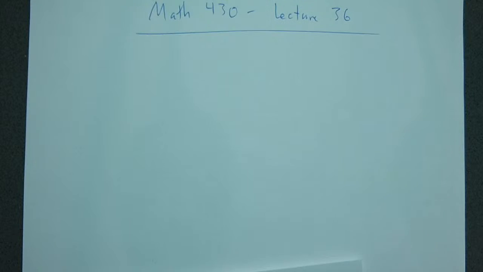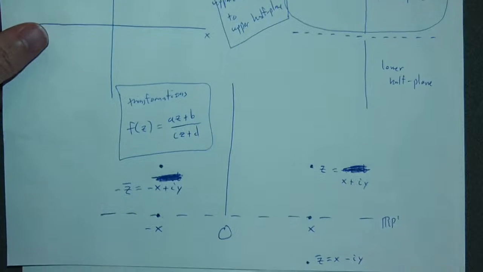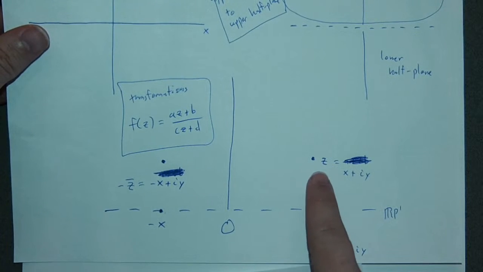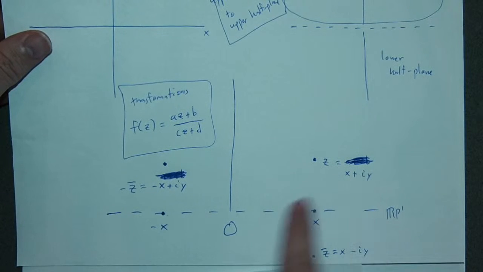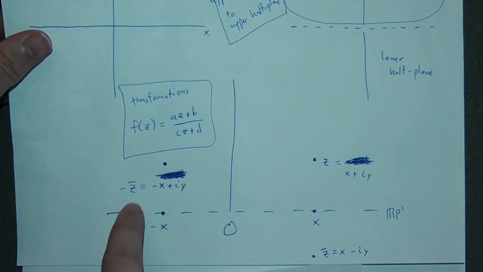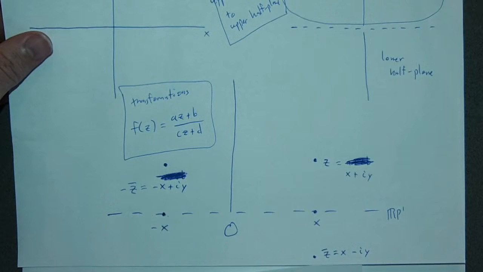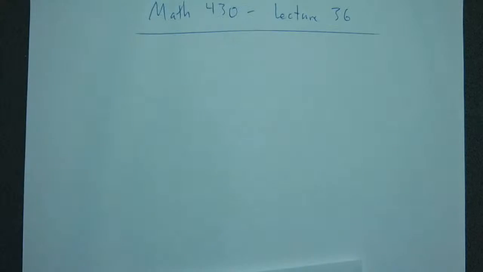So what this looked like was the following. A point z in the upper half plane, x plus iy, gets sent to minus z bar, which is minus x plus iy, which is exactly this reflection that we wanted.